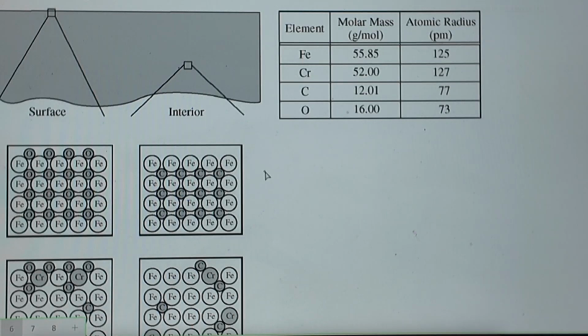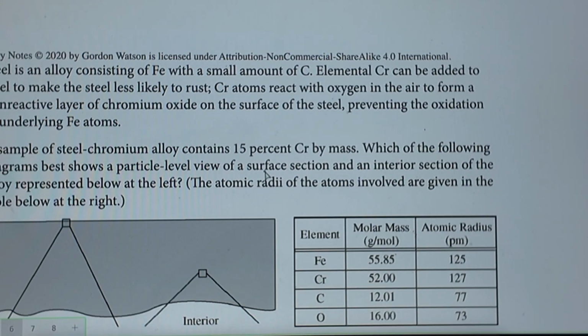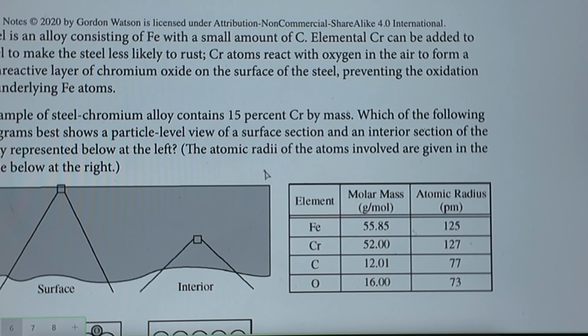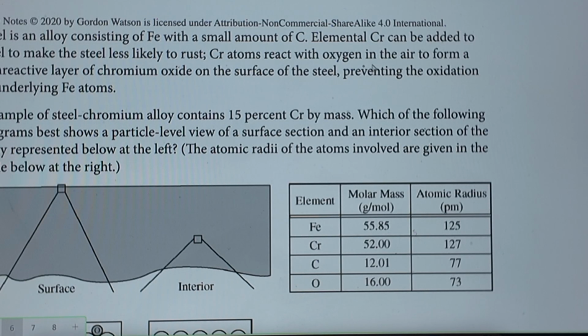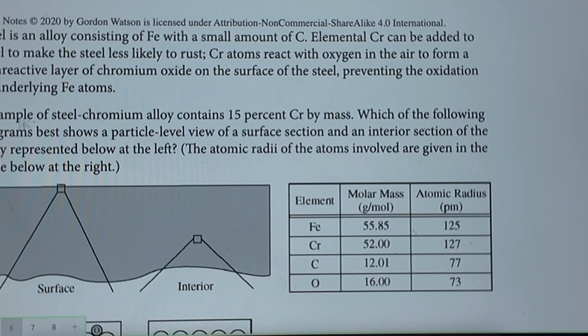Now this is bigger than the page. Okay, let's see here. Steel is an alloy consisting of iron and a small amount of carbon. We learned that today. Elemental chromium can be added to steel to make the steel less likely to rust. Chromium atoms react with oxygen in the air to form a non-reactive layer of chromium oxide on the surface of the steel, preventing the oxidation of underlying iron atoms.